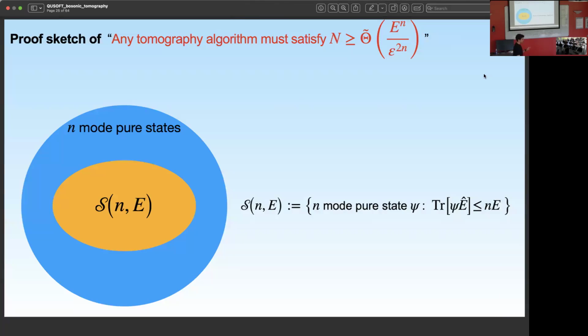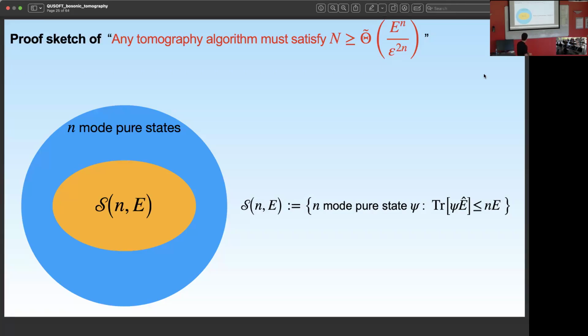This is just a standard argument that has been employed many times in the finite-dimensional setting, and we generalize it to the infinite-dimensional scenario. I will tell you what is the crux of the proof here that differs from the finite-dimensional setting. So let's prove one direction: that any tomography algorithm that achieves the epsilon and delta performance satisfies that the number of copies used is larger than this quantity.